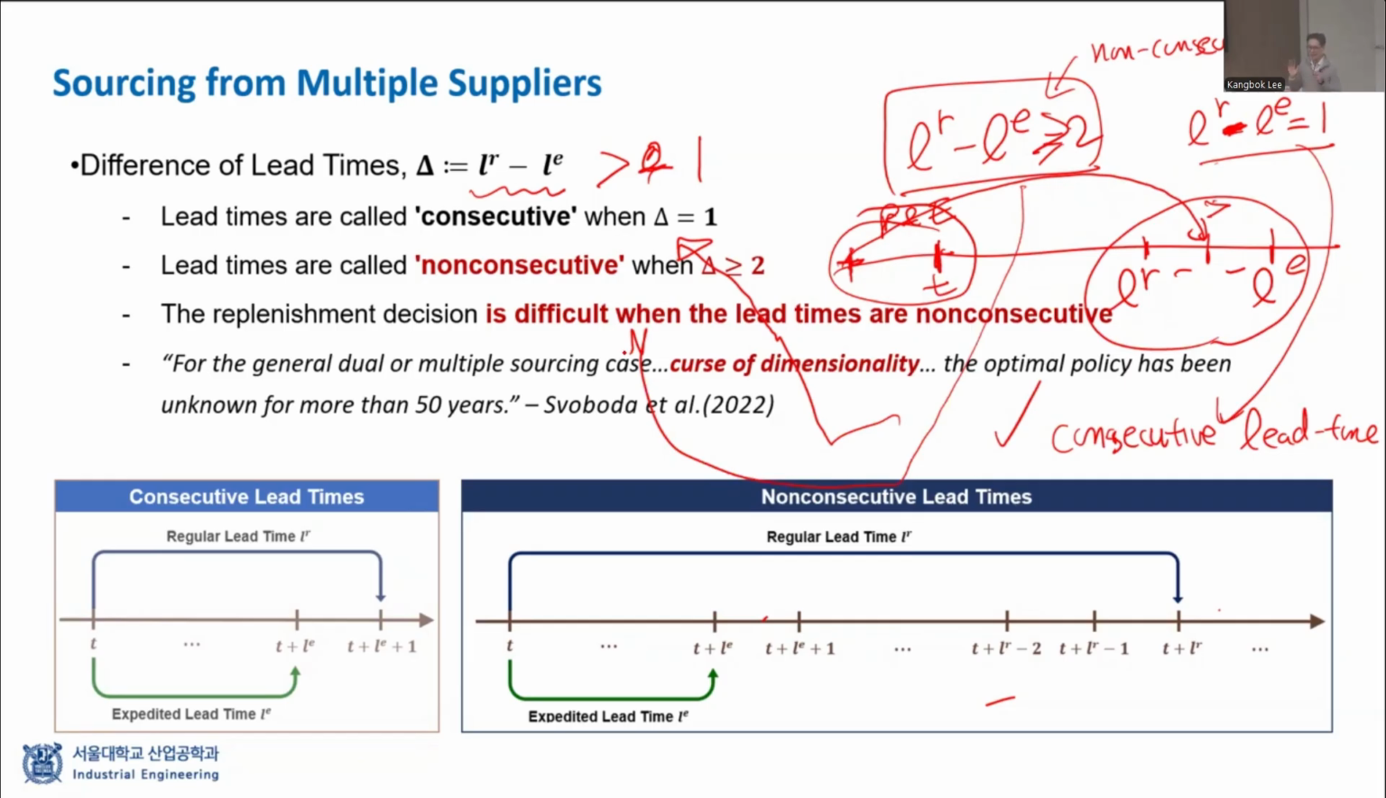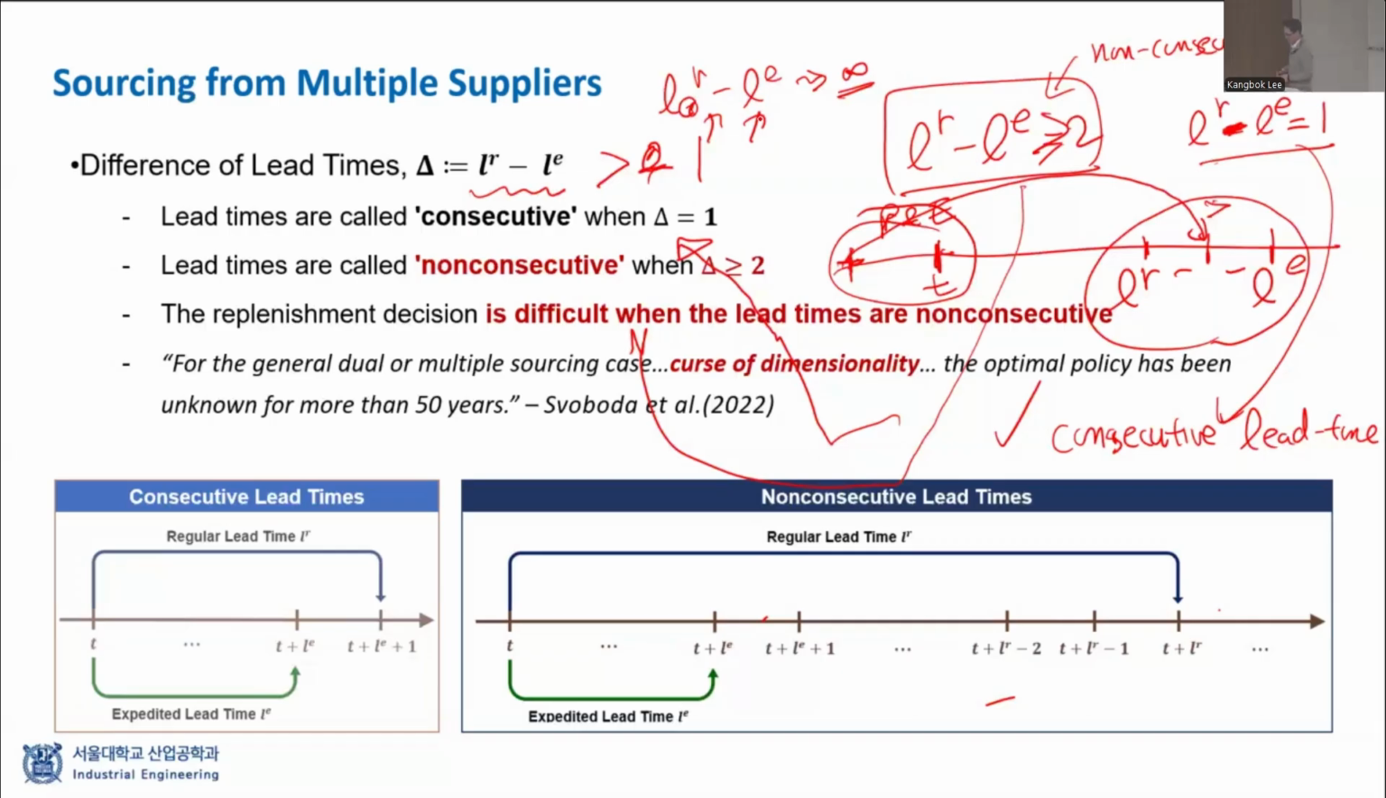It is also known that as the lead time difference goes to infinity, getting longer and longer, we get an asymptotic optimal result. It is not exact, but still useful, because that can be my base policy.